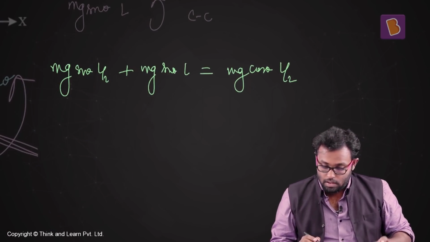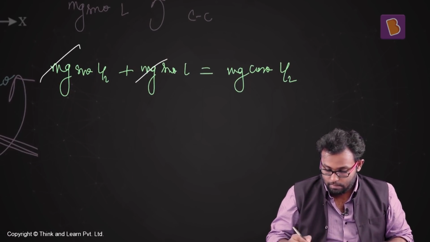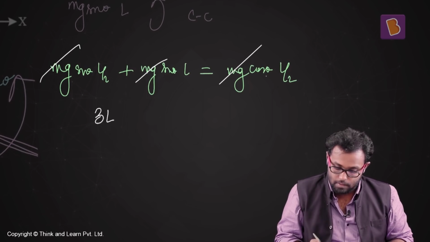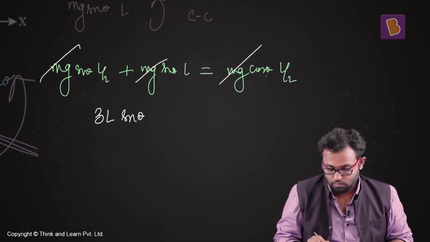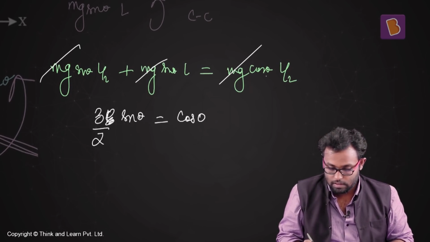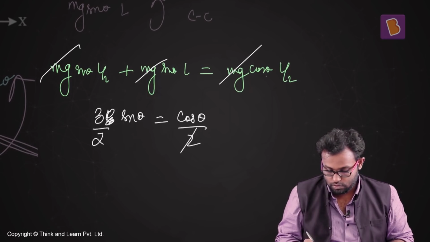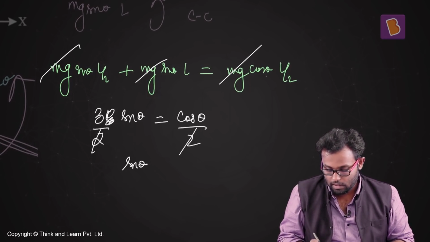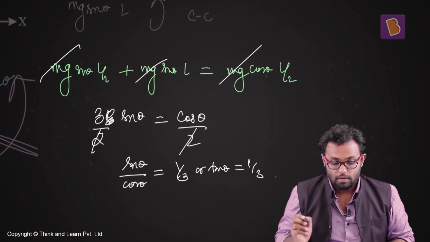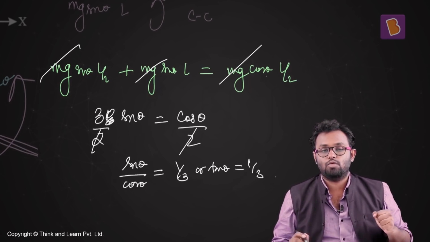All right. So mg goes away, L goes away. I get 3 by 2 sin theta is equal to cos theta by 2. So this 2 gets cancelled. Sin theta upon cos theta comes out to be 1 by 3, or tan of theta is equal to 1 by 3, which is option number B. So B is the right option.